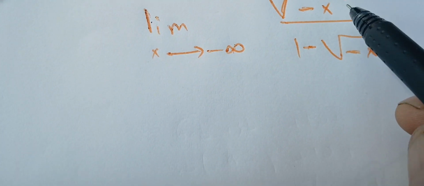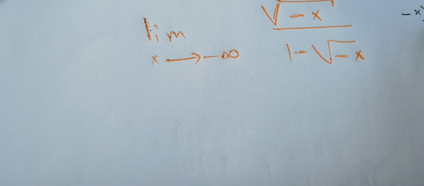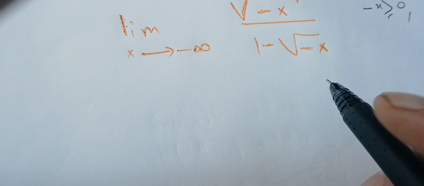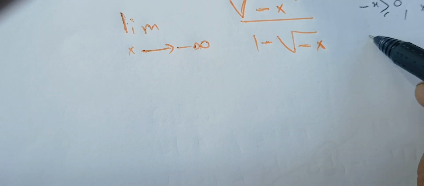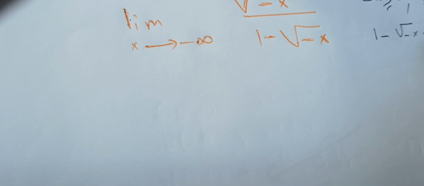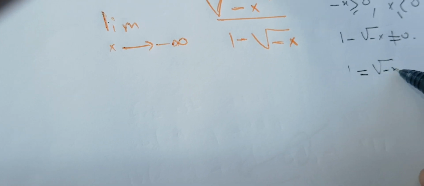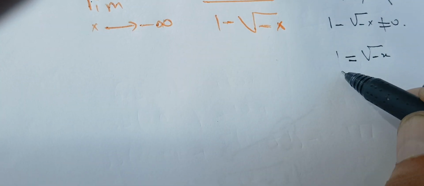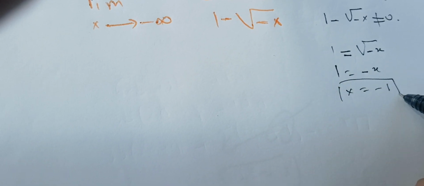Here this square root is defined if minus x is bigger than or equal to 0. That means x is less or equal than 0. And here we have the same condition, but with 1 minus the square root of minus x different from 0. This means that 1 is not equal to the square root of minus x. If we square both sides, we have 1 is minus x. That means x is minus 1.